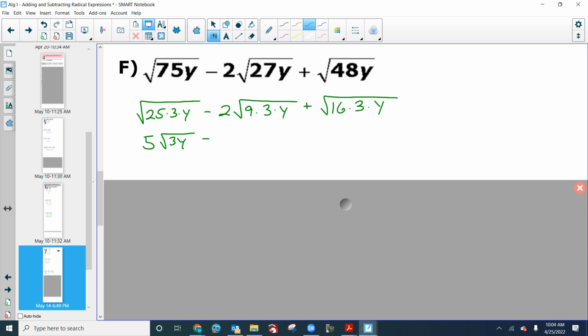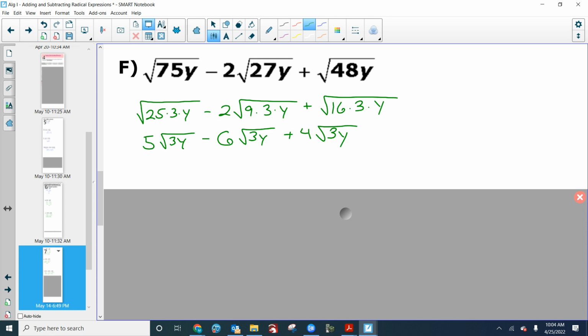Braden, next one. What comes out? 3. And it multiplies to that 2, and you get a what? 6. Good. 3y left inside. Last one, a 4 comes out. Look at all those like radicals. Now I do 5 minus 6 plus 4. What is that? 3 radical 3y. Would you look at that? Fully simplified.